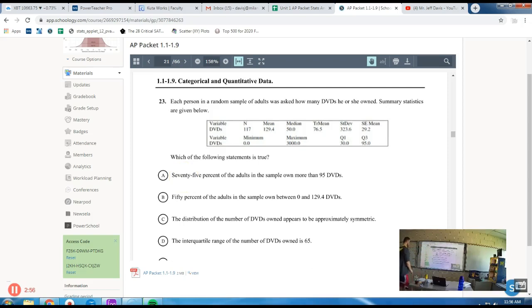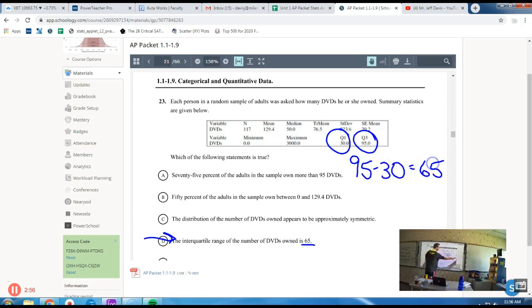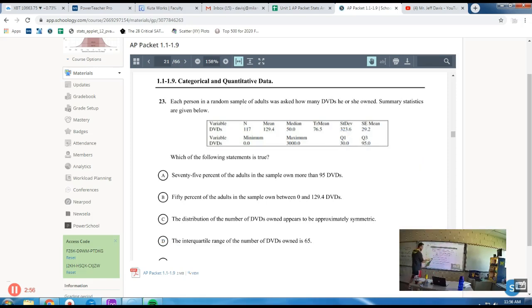23. So the answer here is D. They give us the information a little bit different way here. So sometimes you have to do some extra stuff with this chart. This one's not too bad. They give us Q1, they give us Q3. And then part D says the interquartile range is 65, and that is true because 95 minus 30 is approximately 65. All right, so that's good for 23.